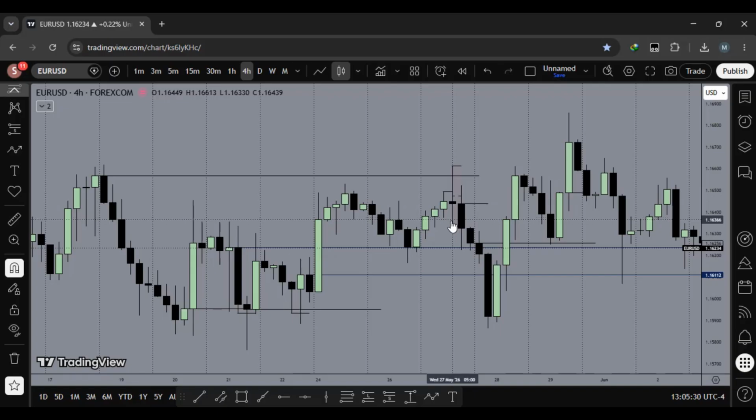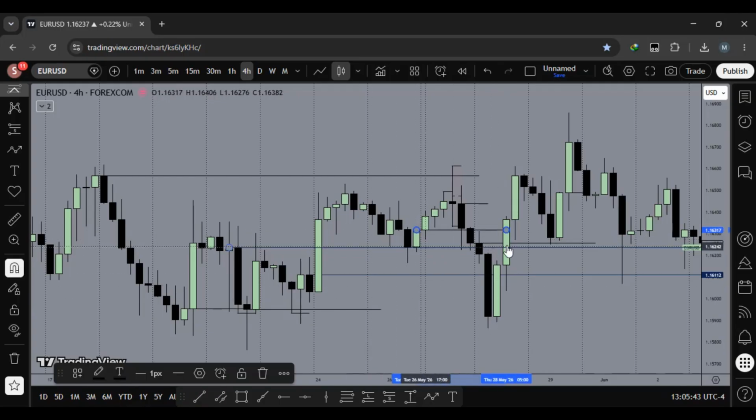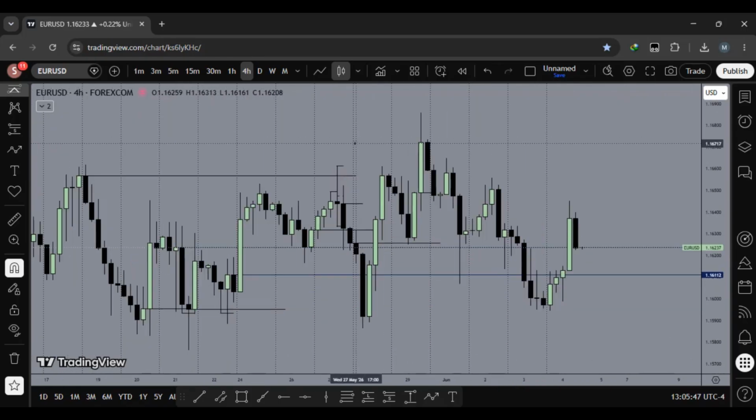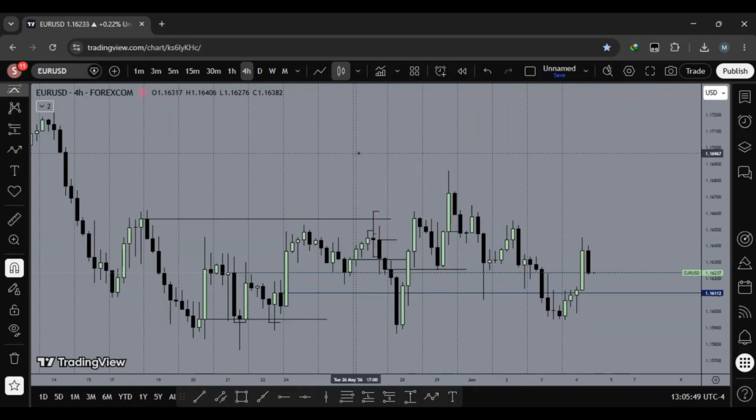Now where will be your next target? The next H4 support. This will be our target, or here. That's our target, the next H4 support, or here. So that is it. You wait for candle two closure, or an engulfing.